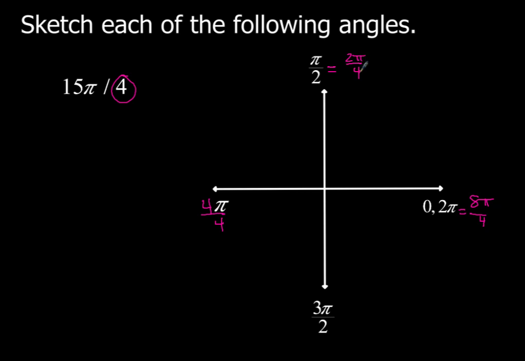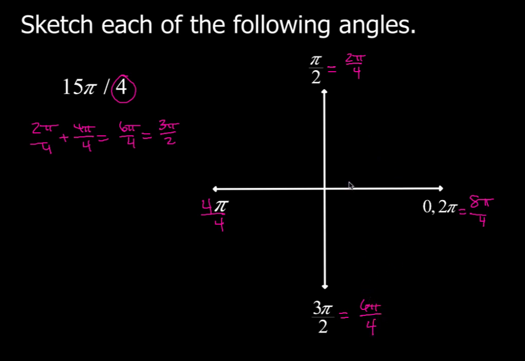Now I'll take 2 pi over 4 and add that to 4 pi over 4. So 2 pi over 4 plus 4 pi over 4 is 6 pi over 4, which is going to be reduced down to 3 pi over 2. So my last quadrantal angle, 3 pi over 2, is going to be renamed or reorganized to be 6 pi over 4. Now, I've got all 4 quadrantal angles all set.